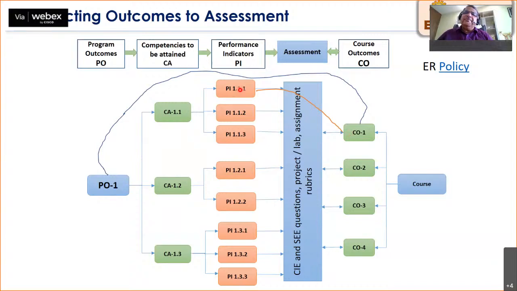PO1, the question related to calculus only, PI 1.1.2. The second question is also related to calculus, again the same PI. The CO3 question is also related to the same PI. CO4 is related to the same PI because the course itself is single variable calculus. Even if students get 100 out of 100, only one PI is attained or addressed. So the remaining PIs are not addressed. You need another course for this, another course for that. Like this, when all PIs are attained, all these competencies are addressed, then only is this PO addressed completely.